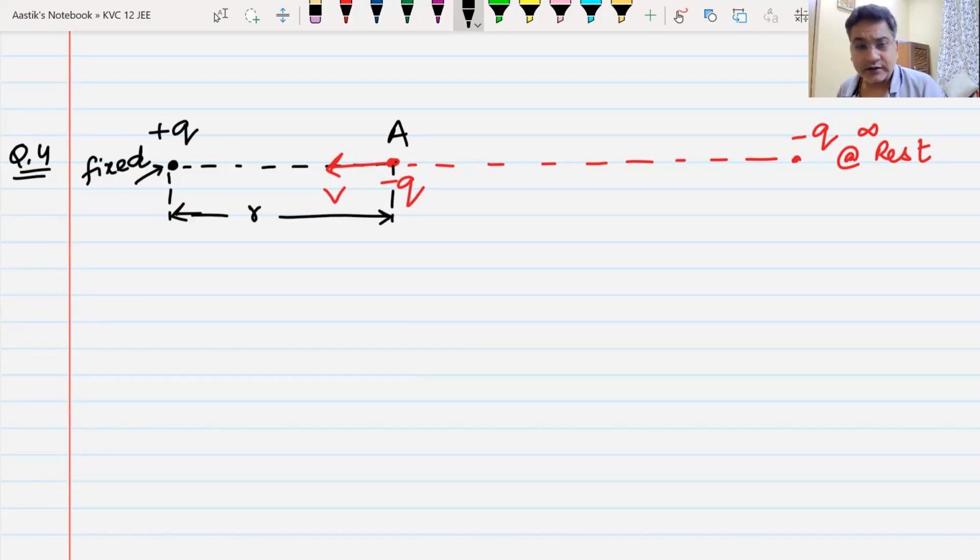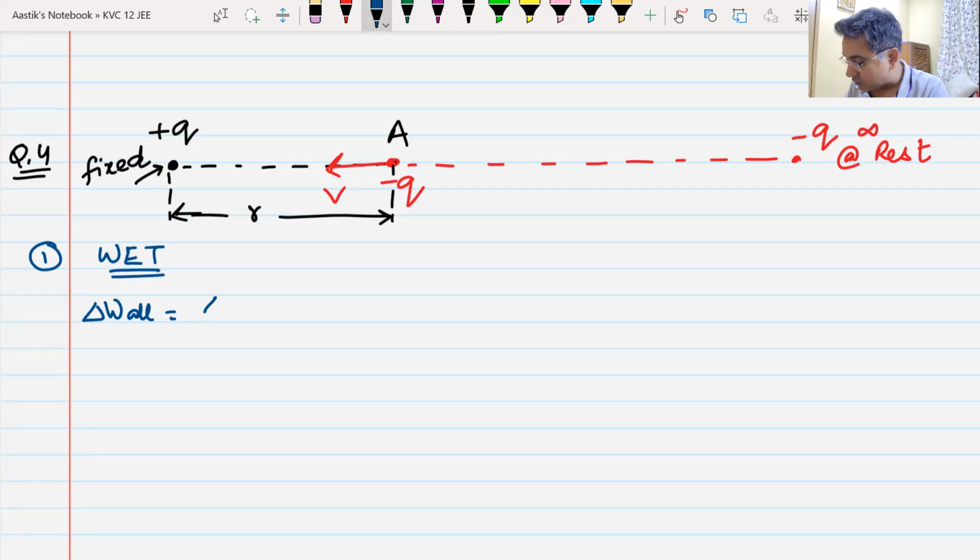How to do it? I will tell you a number of ways, and then you choose which one you think is the best one to solve it. Way number one, the blue way. Now, the only force acting here is the electrostatic force. Yes or no? So remember, I am going to apply WET. What is this WET? Work energy theorem. This work energy theorem says that work done by all forces is equal to change in kinetic energy. Do we understand this?